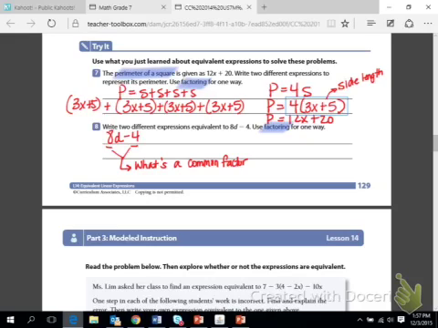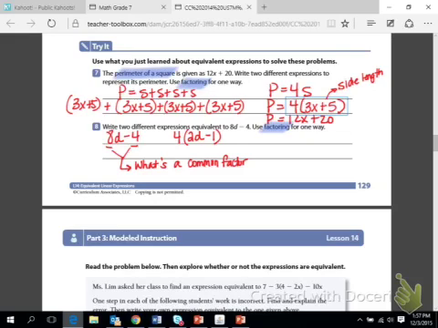Both of these numbers are divisible by 2. Both of these numbers are also divisible by 4, so you could use either. I'm going to choose 4. So 4 times what will give me 8d? Well, that's 2d. And 4 times what will give me negative 4? That's negative 1.